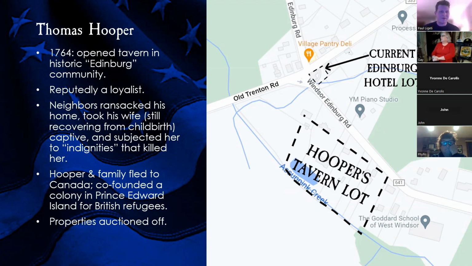And obviously, most horrifying of all, they captured his wife, who was still recovering from childbirth, probably sexually assaulted her, and left her to die in an outhouse, which she did. So around 1784, Hooper, his children, and about a dozen other families fled to Prince Edward Island in Canada. Hooper died in 1816, hundreds of miles from his hometown, to which he probably never returned.